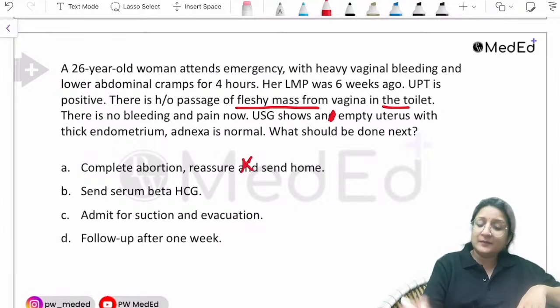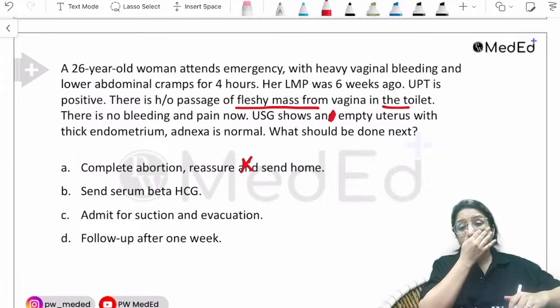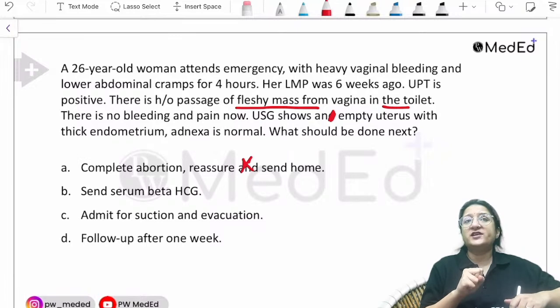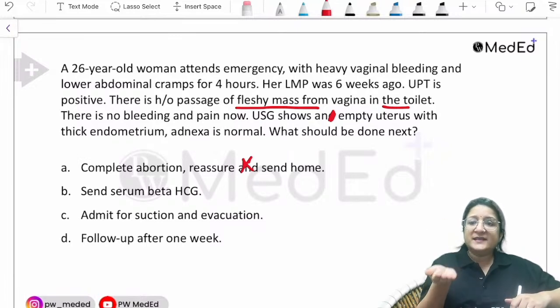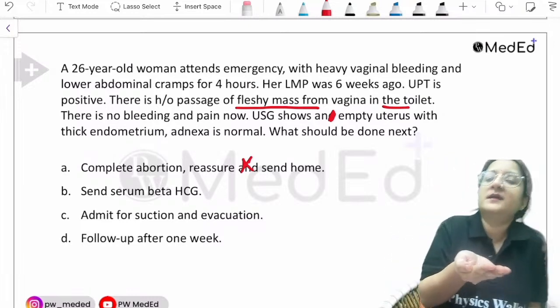So I can't say it is complete abortion on reassurance alone. Please keep that in mind. I would be able to say complete abortion, let's say, in a situation where the patient comes and says, this is what I passed. She could bring the expelled contents.